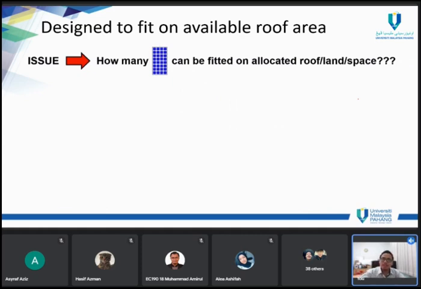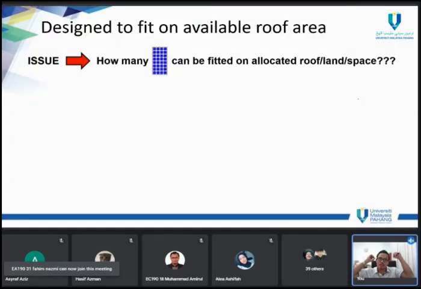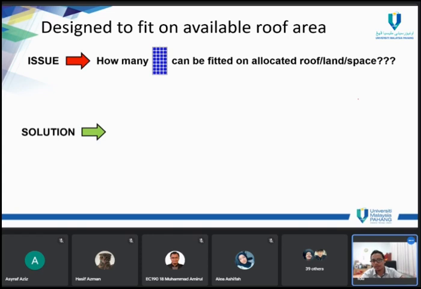Alright, so what is the issue now? It's not an issue, it's the main point here. Designed to fit on available area. So how many modules can be fitted on the allocated roof length or space? This is the main important thing. Let's say we decide on this size of module. We just want to put the maximum we can on that roof. So the issue there is how many modules can be fitted on the allocated roof length or space.